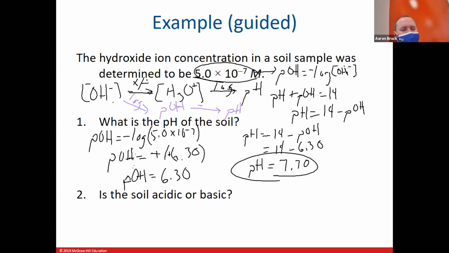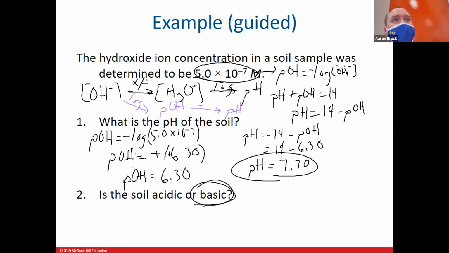With a pH of 7.70, is this an acidic solution or a basic solution? Basic. Anything over 7, we're going to consider basic. So this soil is slightly basic, which, depending on what you're trying to do with the soil, may not necessarily be a bad thing. All right, questions with this example?